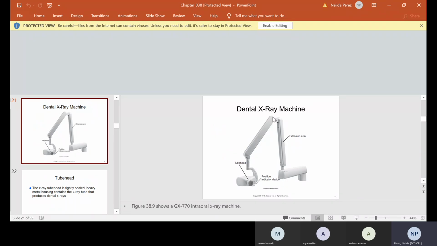The extension arm, I showed you that if it's not properly extended, your tube head is going to float. So you want to make sure that you open up that extension arm and make sure that your X-ray tube head is not floating, because if it is, you will not get a good X-ray, and we'll talk about that, I believe in chapter 39 or 40, one of those chapters.